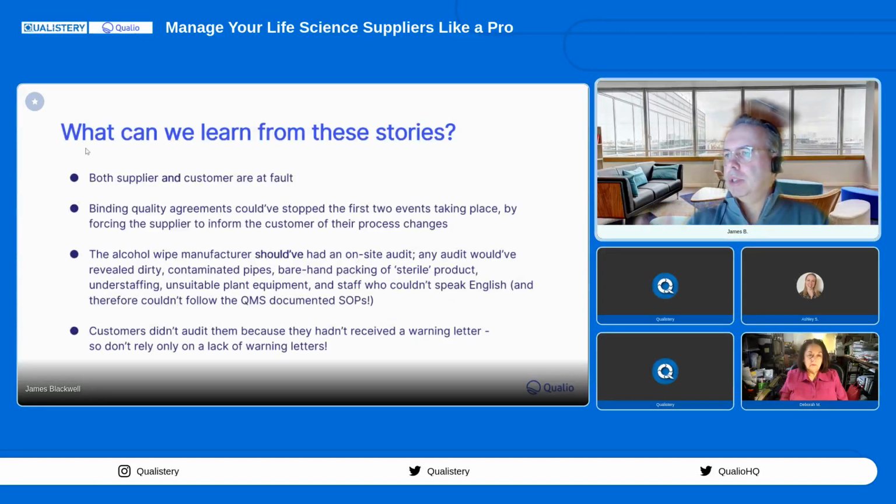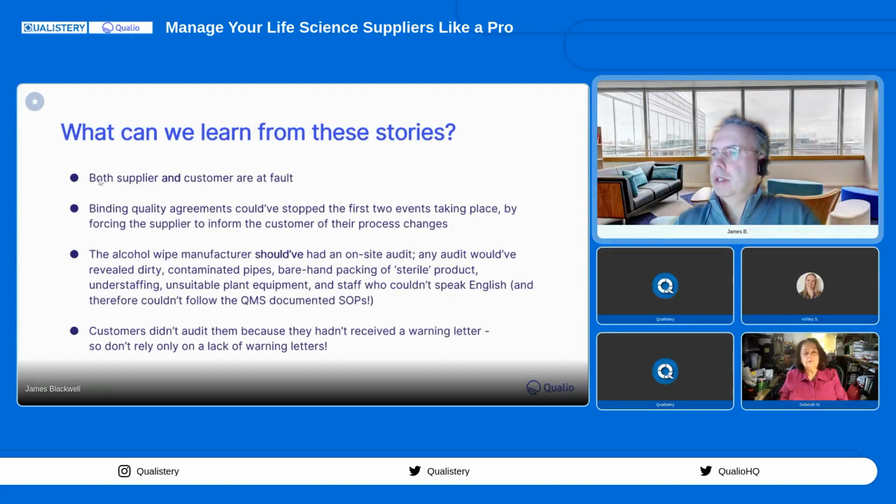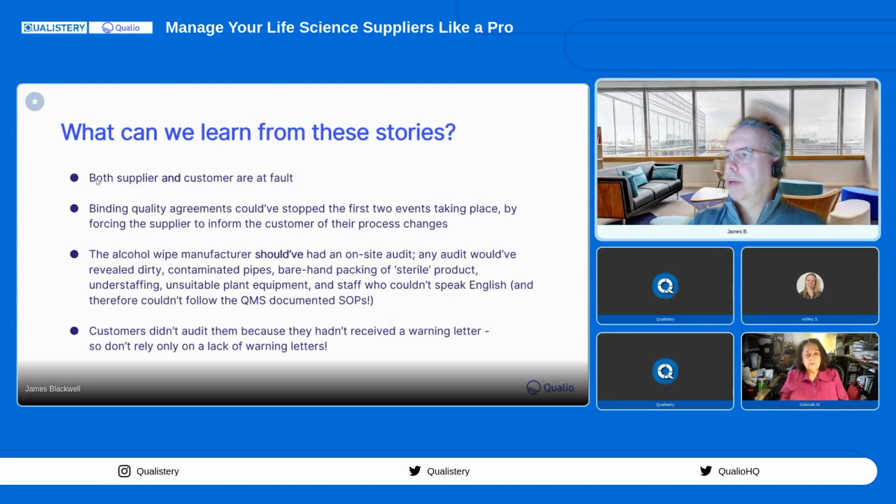And increasingly, we see clients really starting with early phase clinical materials, they're putting those into place, which is good practice. The alcohol wipe manufacturer should have done an on-site audit. And that's where risk assessments come in. Who do you need to go on site to audit, and who is low risk, and you probably don't do an on-site audit. But in this case, it would have revealed very dirty practices and practices that could lead to contamination, and should have raised this issue before it became a problem.